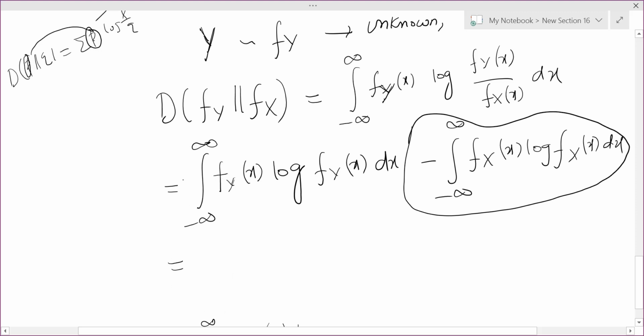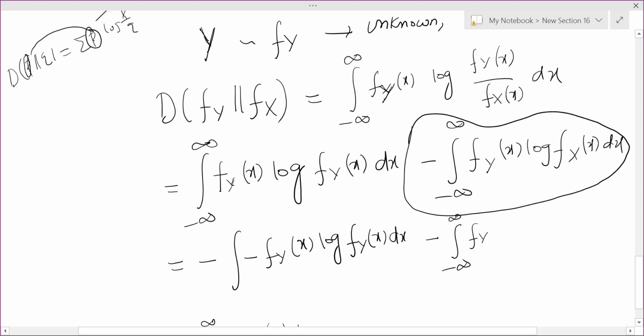Okay, so actually this I can write as minus integral fy of x log fy of x dx, minus, so this is now fy here and fx here. Okay, so minus fy of x log of fx of x, which is 1 over under root of 2 pi sigma square e to the power minus (x minus mu) square divided by 2 sigma square.